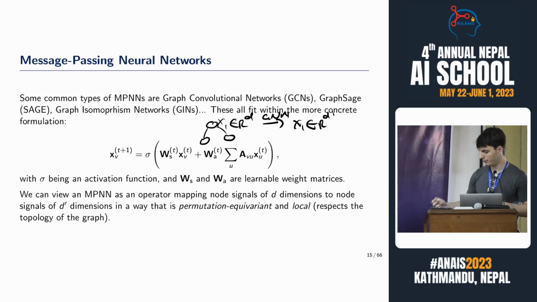So really you can view graph neural networks as doing this, by definition, an operator that operates over a graph and transforms the signal over the graph in a way that's permutation equivariant.